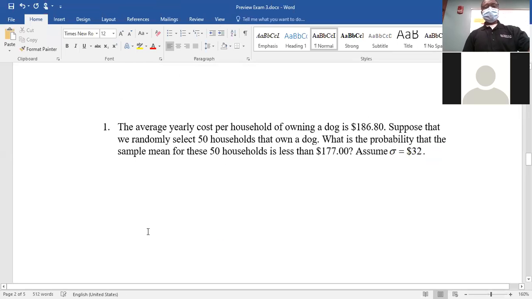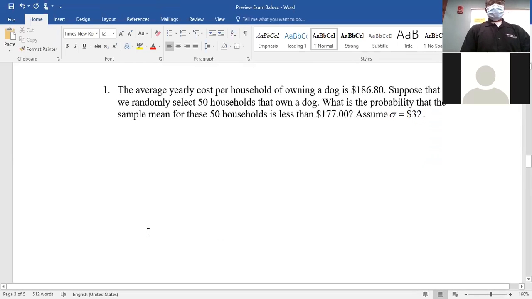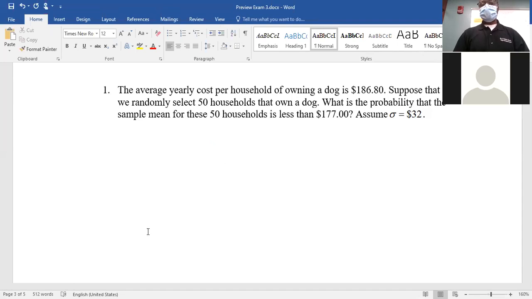Exercise 3. The average yearly cost per household of owning a dog is 186.8. Suppose that we randomly select 50 households that own a dog. What is the probability that the sample mean for the 50 households is less than 177? Assume that the standard deviation is 32.